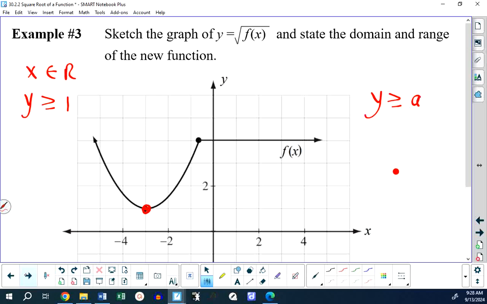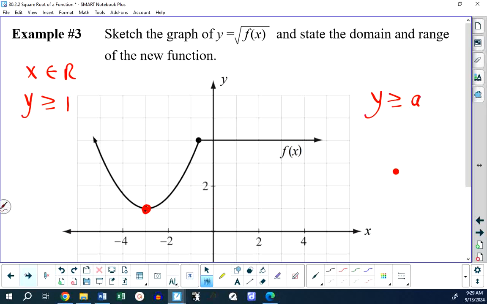And I don't want you to look at this and go, oh, the range is always going to be y is greater than or equal to the y coordinate here. Because if this scale were different, and this were 12, that would make the y coordinate here 6, and that would not be invariant. The range would be y is greater than or equal to root 6. But it's not 6, it's 1.